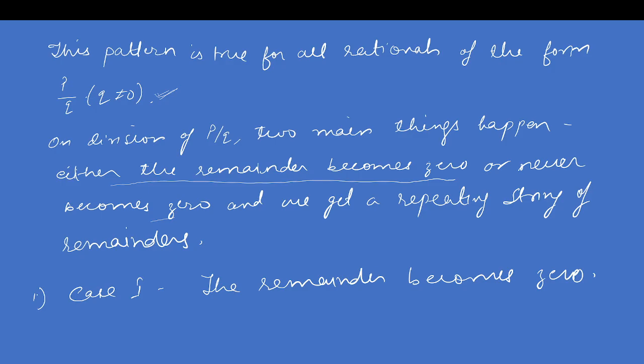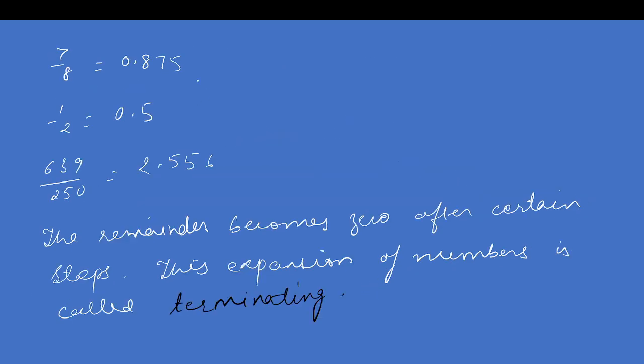We'll see some examples of this, like 7 by 8. If you divide, as you have seen in the previous example, it is terminating. The remainder becomes 0 and your quotient ends here. 1 by 2, if you divide, the remainder becomes 0 and it will be 0.5. If you divide this, the remainder becomes 0, and this is how it will terminate. 2.556 will be the answer. So the remainder becomes 0 after a certain number of steps. This expansion of a number is called terminating.